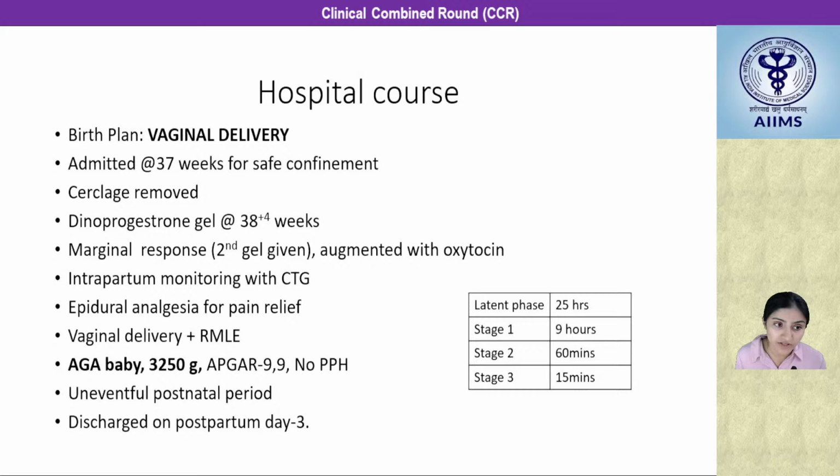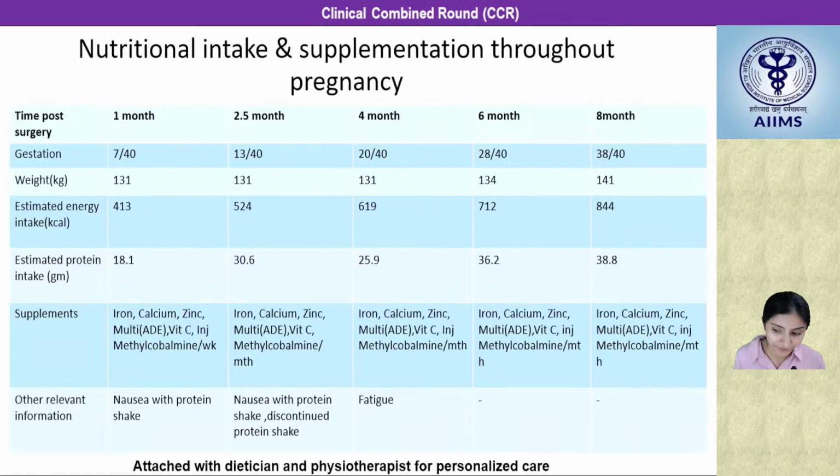Cerclage was removed and she was induced with dinoprostone gel at 38+4. There was marginal response with the second gel and the patient was augmented with oxytocin. As the fetal heart rate could not be monitored, intrapartum continuous CTG was done. Epidural analgesia was given for pain relief. She underwent successful vaginal delivery. She had a baby of 3.2 kgs with Apgar 9/9. She did not have any PPH and the postnatal period was uneventful. She was discharged on postpartum day 3.